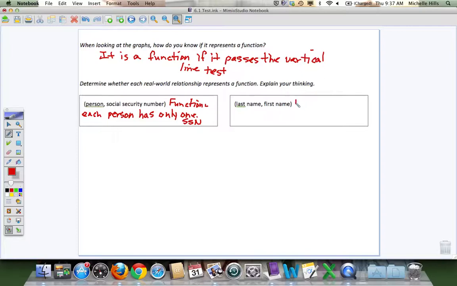Last name, first name, not a function. And why not? Example. Well, using two of my algebra students, Vanessa Backham and Sammy Backham. That's a counterexample, so it's an example where there are two different people who have the same last name, but they have two different first names.